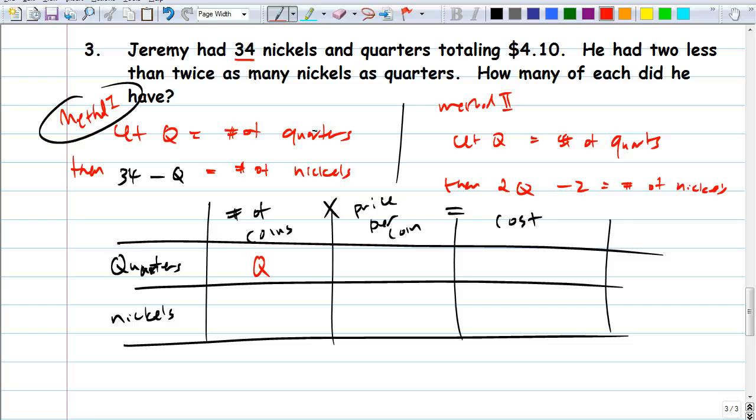So Joseph, let's say we have quarters and nickels in this bag, and there are 34 of them. Let's say I have 1 quarter. How many nickels do I have? If in this bag there are 34 coins, and only one of them is a quarter, guess what? The rest of them are nickels. How many nickels would I have? 33. If I had 2 quarters, how many nickels would I have? What if I have X amount of quarters? How many nickels would I have?